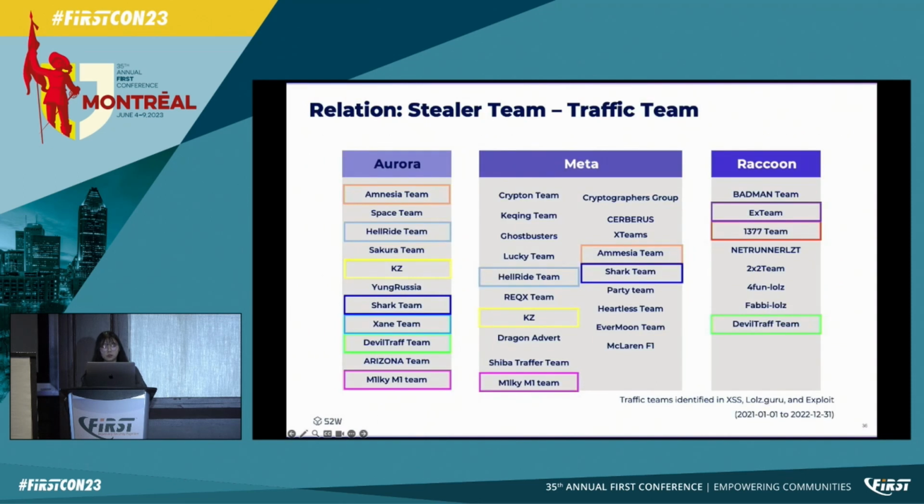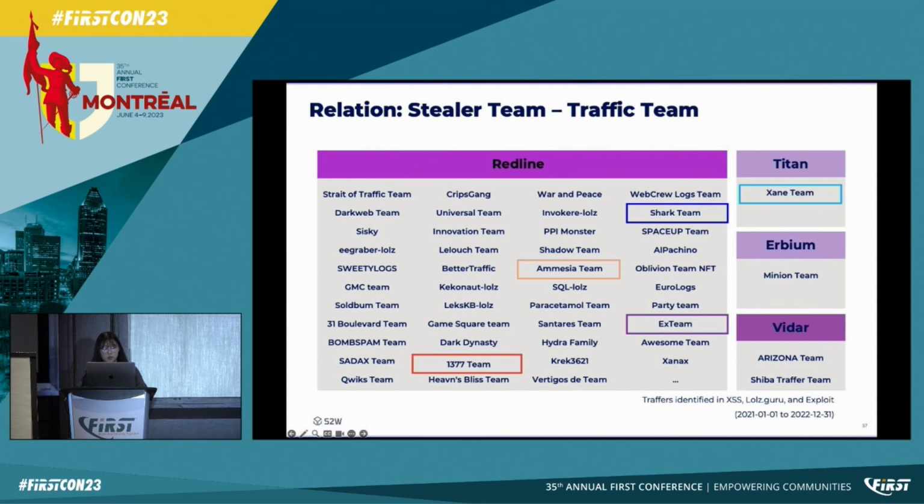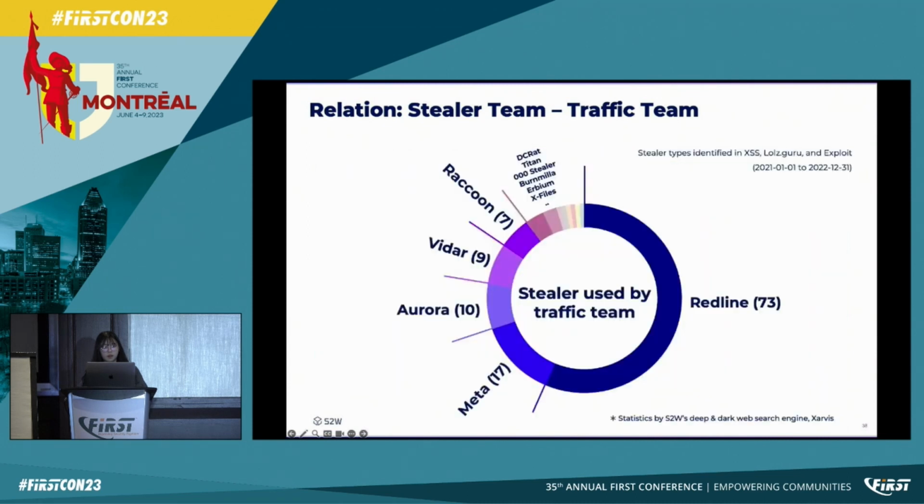Based on Lolz Group, XSS and Exploit, where the forum has a category for traffic, there have been more than 170 traffic teams since 2021, with about 70 newer traffic teams emerging in 2022. As you can see, a group is using multiple stealers. Here are the types of stealer each traffic team stated they were using.